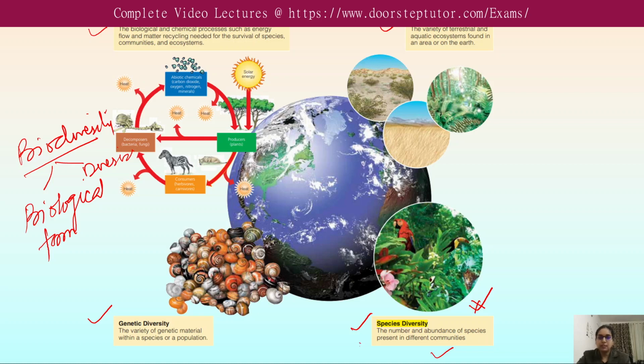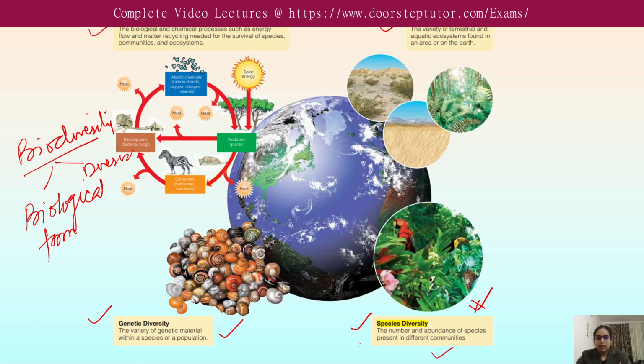So species diversity is there, but besides species diversity, which is one of the important parts of biodiversity, other diversities are also present, such as genetic diversity. That is, the variety of genetic material within a particular species or a group of populations is termed genetic diversity.